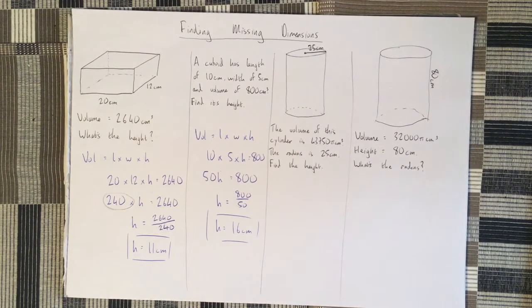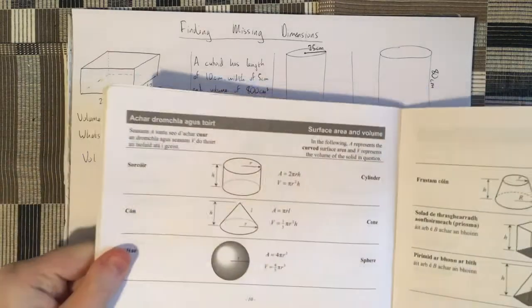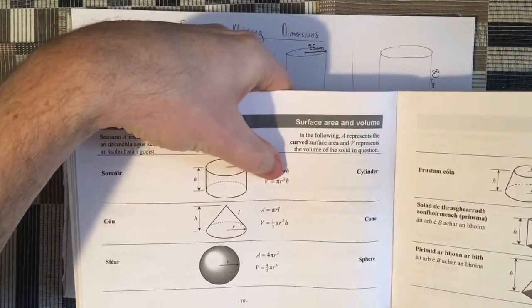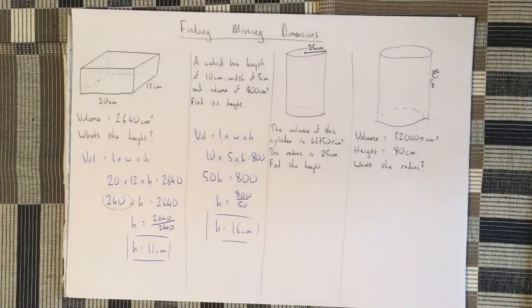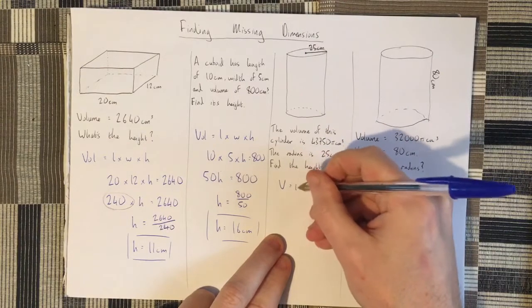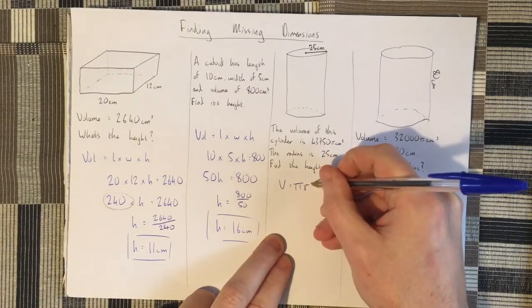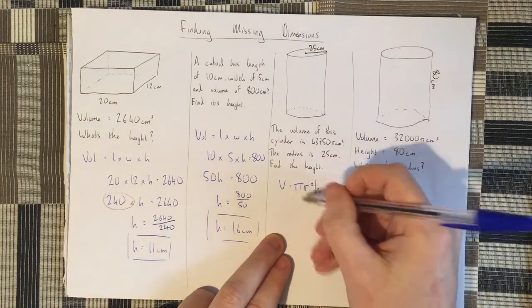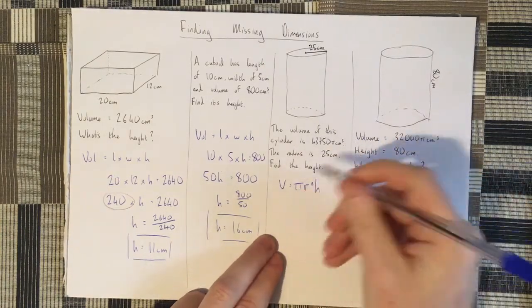Find the height. Okay, so again, if it's volume of a cylinder they give you in the question, then it's the volume of a cylinder formula that you should be using. So on page 10 of the log tables there, you have got volume equals pi r squared h. So that's the first thing I write. Volume equals pi r squared h. Okay. I'm not going to sub anything in for pi, and I'll go through why in a second.